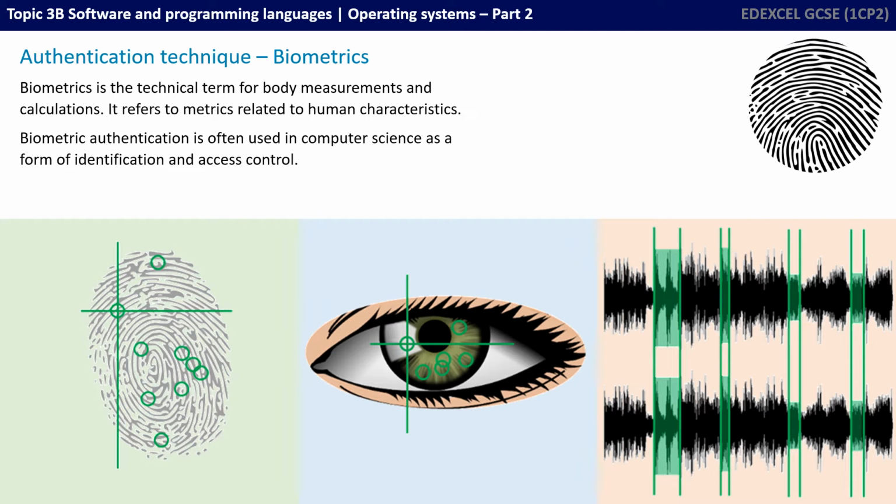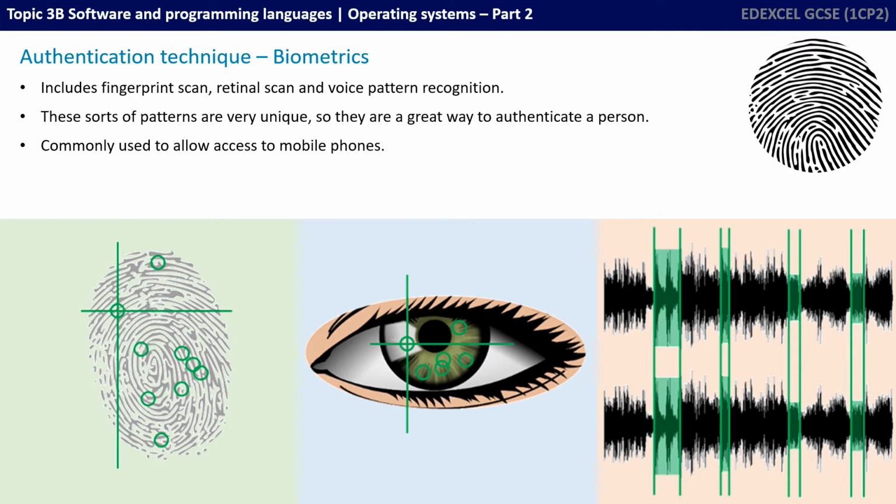A more modern method of gaining access to systems these days is the use of biometrics. This is a technical term for body measurements and calculations, and it refers to metrics related to human characteristics. Biometric authentication is often used in computer science as a form of identification and access control. It includes fingerprint scans, retinal scans, and voice pattern recognition. And these sorts of patterns are very unique, so they are a great way to authenticate a person. They're commonly used nowadays to allow access to mobile phones.